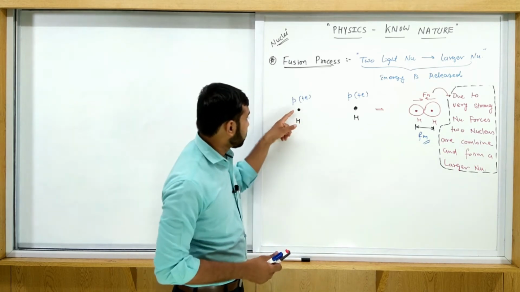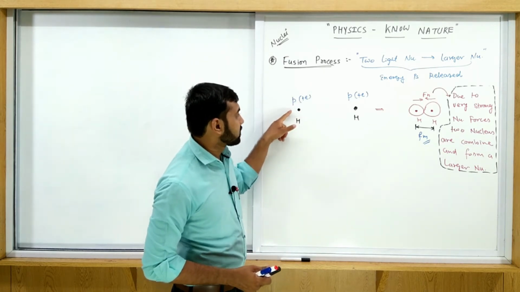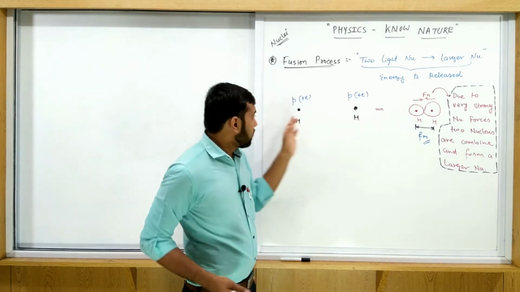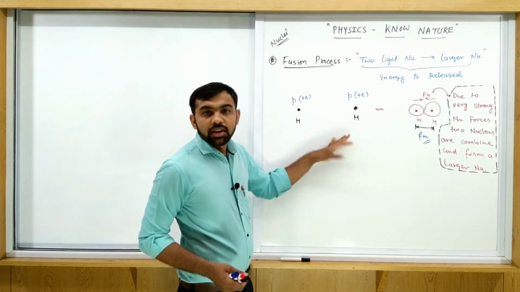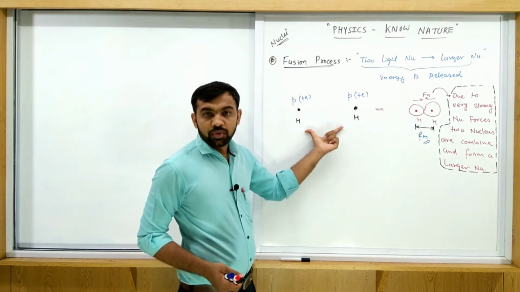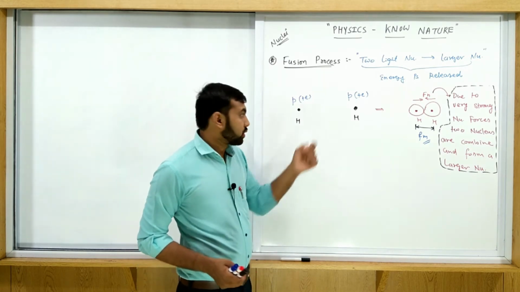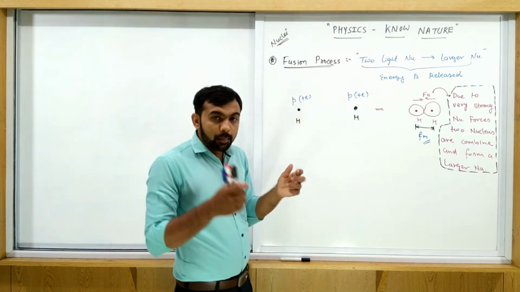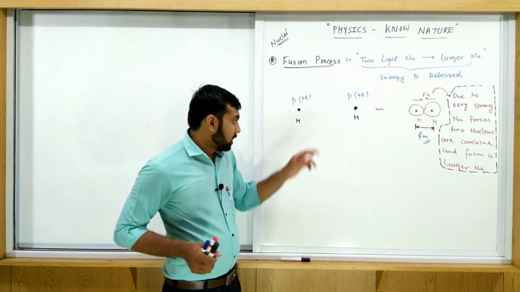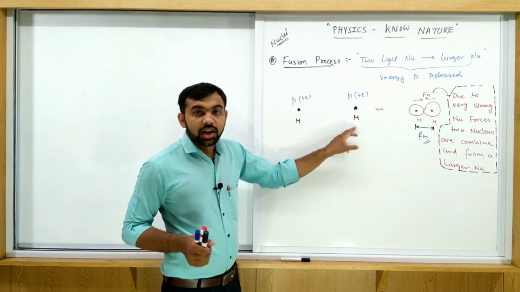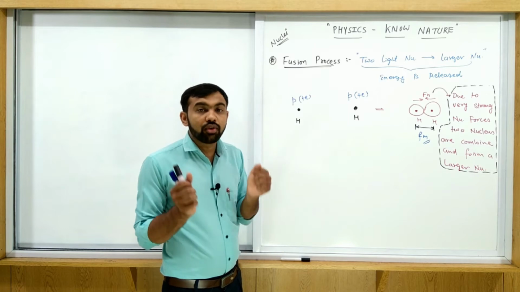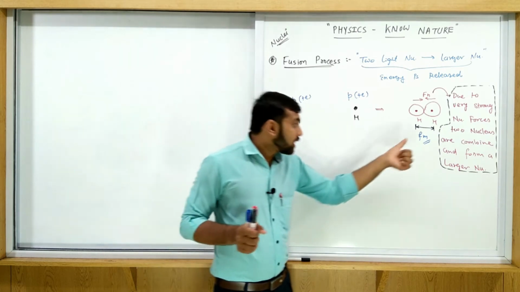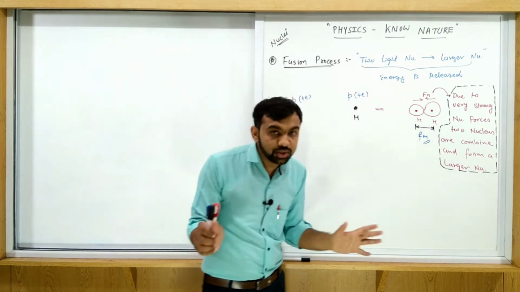If you consider the first hydrogen somewhere here and the second hydrogen somewhere here, and this distance is much greater than a femtometer, then they do not combine with each other. Why? Because here the nuclear force is 0. Nuclear force is a short range force. So the only possibility of combination is that both must come very near to each other, in the range of a femtometer, otherwise it is not possible.